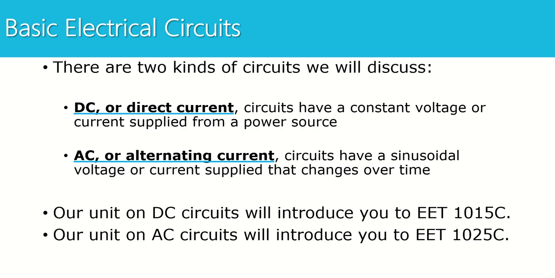So in this class, there are two kinds of circuits we're going to discuss: DC or direct current circuits. Those circuits have a constant voltage or current supplied from a power source. So we're going to set up our electronic power supply, we're going to set the voltage to a certain level, and it's not going to change. Later in the semester, we'll talk about AC or alternating current circuits where the voltage supply does change in the form of a sinusoidal waveform. So we'll talk more about AC circuits in another video. Today we're going to focus on DC circuits.